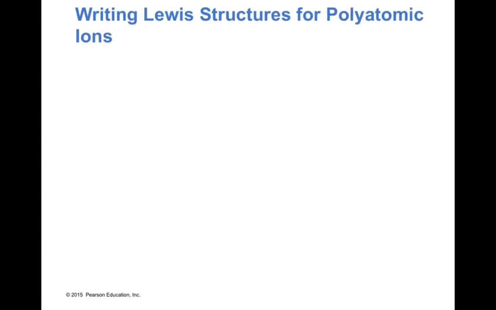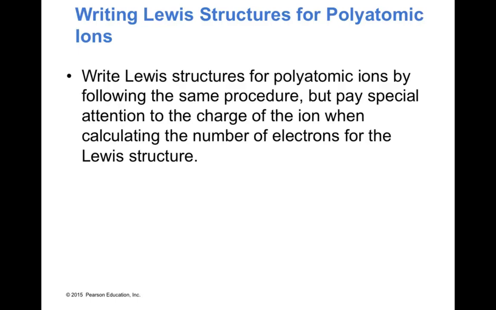So let's now write a Lewis structure for polyatomic ions. Remember that when we have an ion, we're going to have a charge. And if we have an ion with a negative charge, we're going to add 1 electron to the total number of valence electrons for each charge. And if the ion is positive, we're going to subtract one electron per each charge of the ion. So let's see this example.